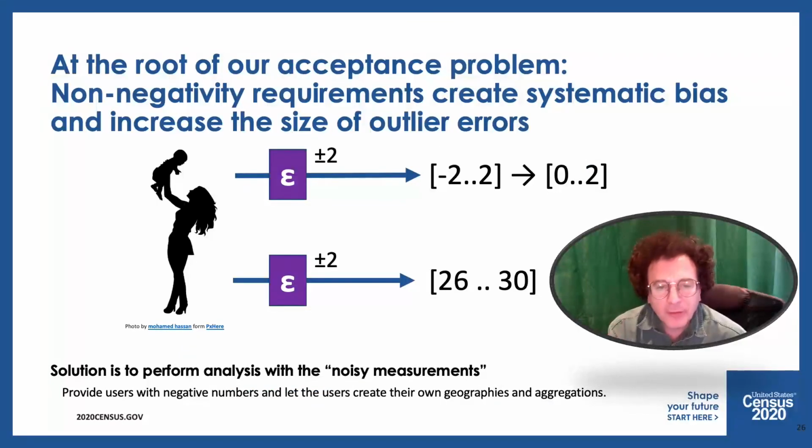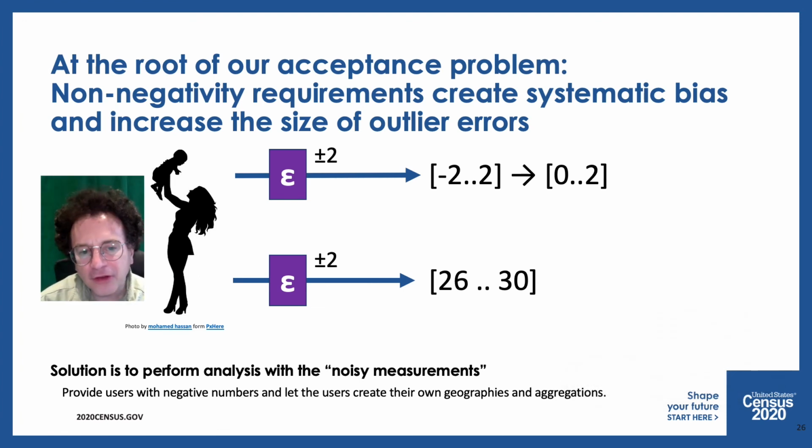So the root of our problem is that we're adding random values which might be positive or they might be negative. So if we take a child's age and we add a random value, we might end up with a negative age. If we take an adult's age and we add a random value, we probably won't end up with a negative number. And this means that if you take ages and make sure that they're all going to be positive, you're introducing systematic bias. There's no way around that.